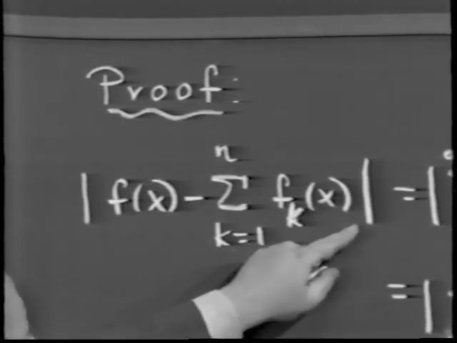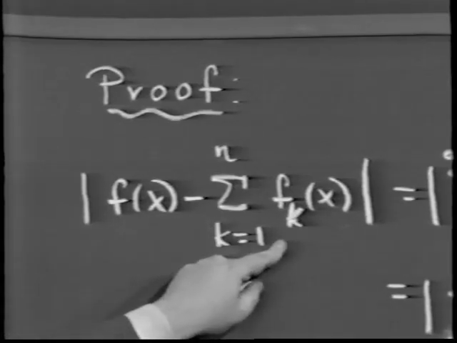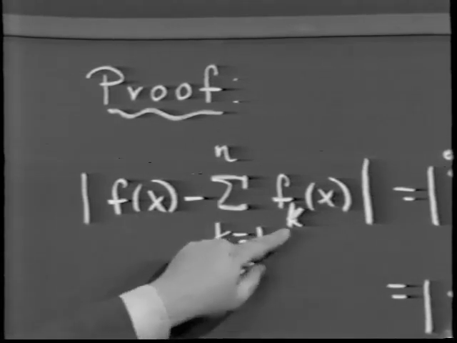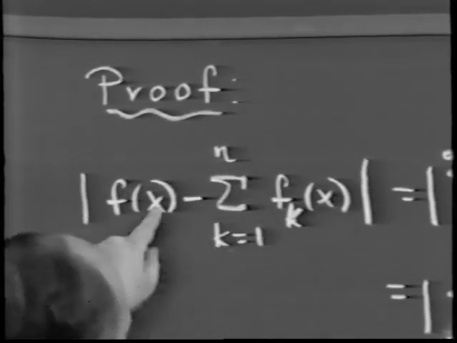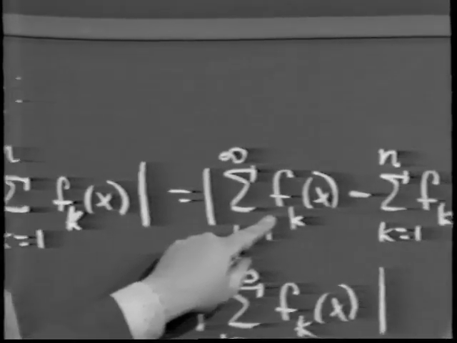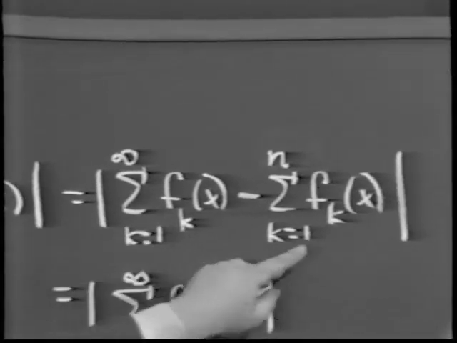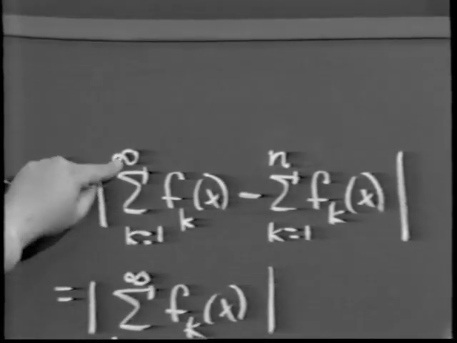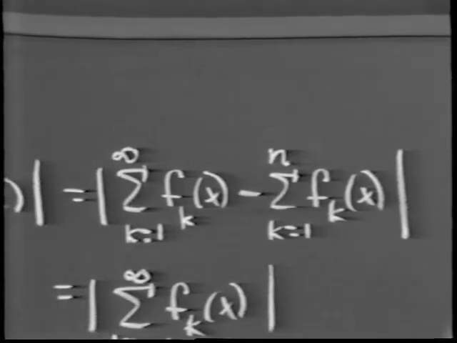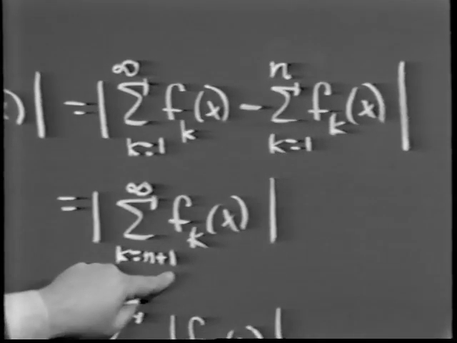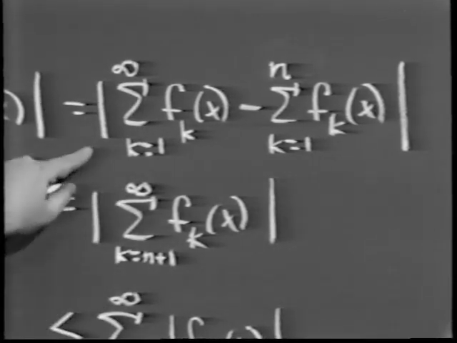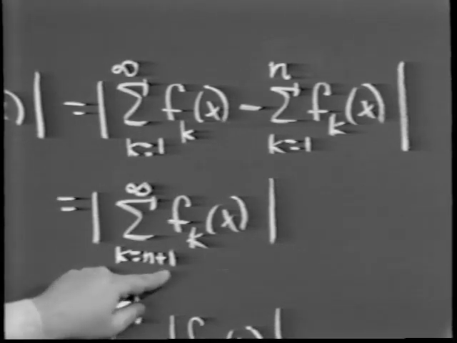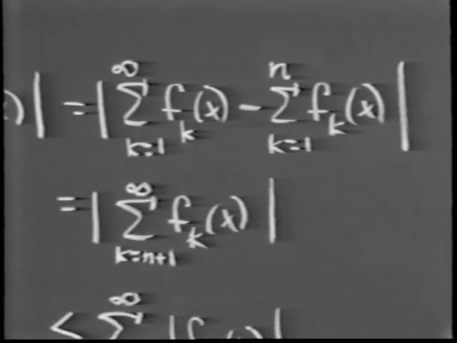And the way I work this is I say, okay, let's take a look at this difference. Well, remembering that another name for f of x is the limit of this thing as k goes from 1 to infinity, I just substitute this in place of f of x. I then get this. And now you see, if I subtract the first n terms from this infinite series, what's left is all the terms from the n plus first on. In other words, this is in turn equal to the absolute value of the summation k goes from n plus 1 to infinity of f sub k of x.